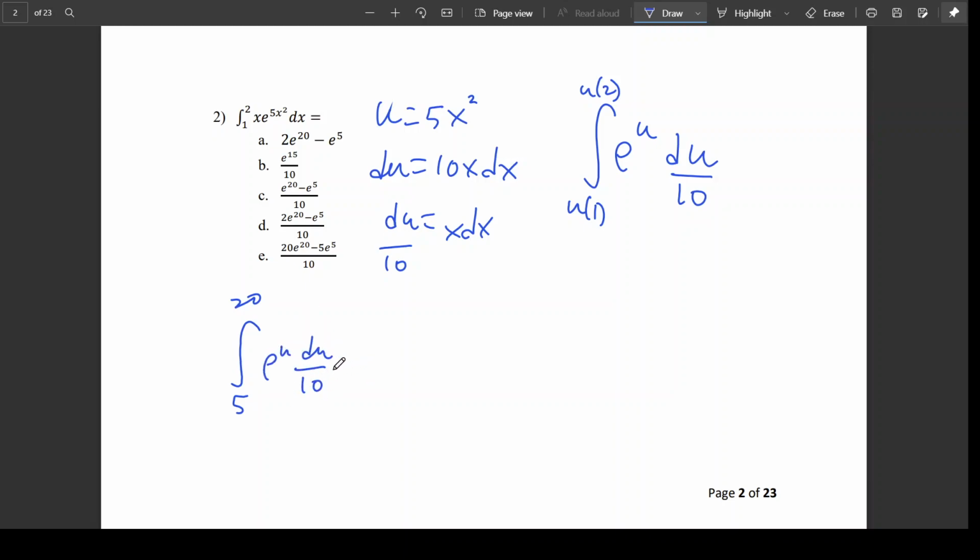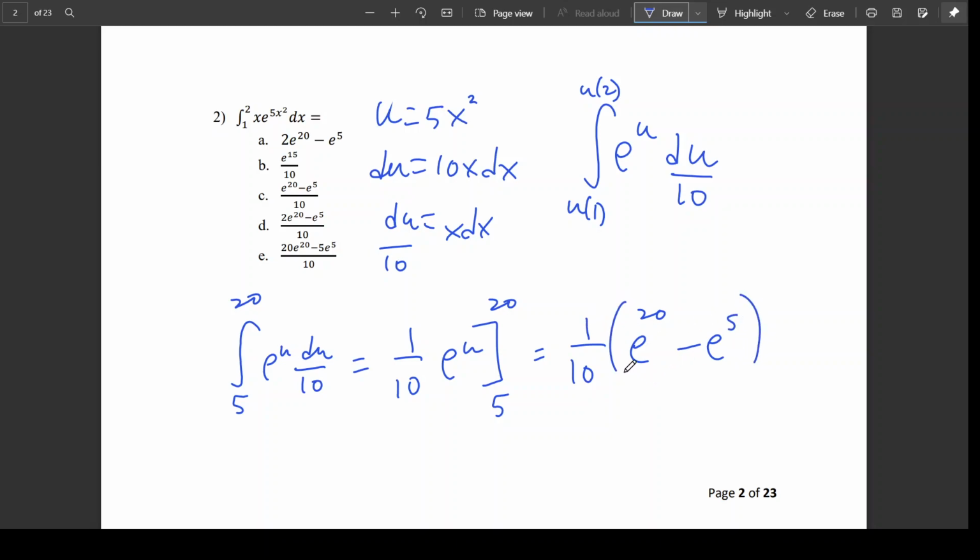So I'll factor out the 1/10, and I'll integrate e to the u, which is e to the u. So I'll get 1 over 10 times e to the u from 5 to 20, right? And this is going to be 1 over 10 times e to the 20 minus e to the 5, right? And we can see that's e to the 20 minus e to the 5 over 10, and our answer choice is right here with answer choice C.